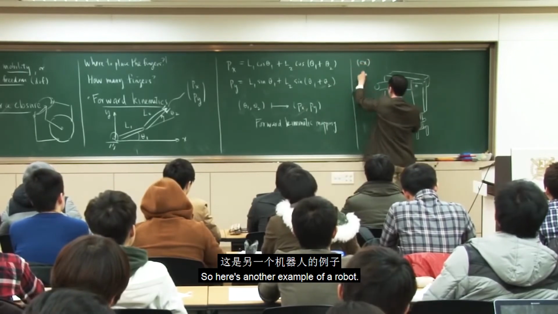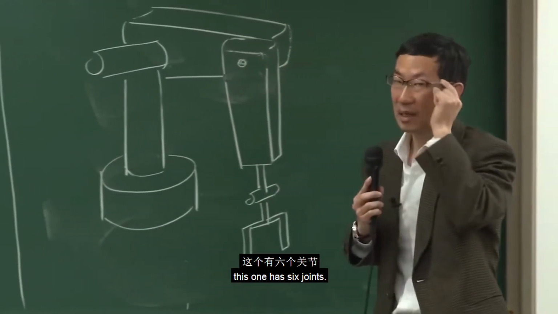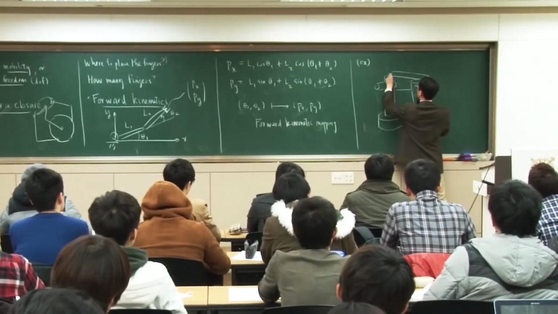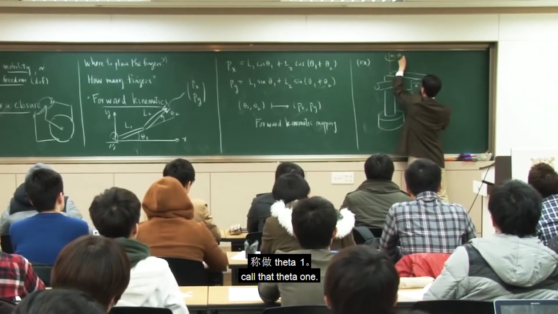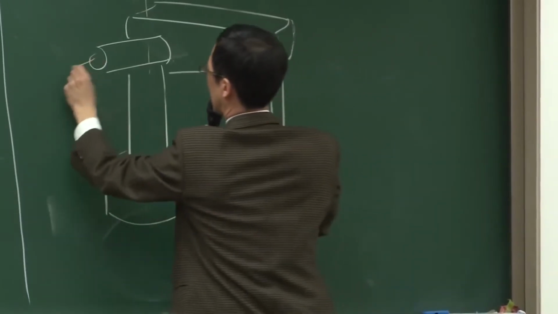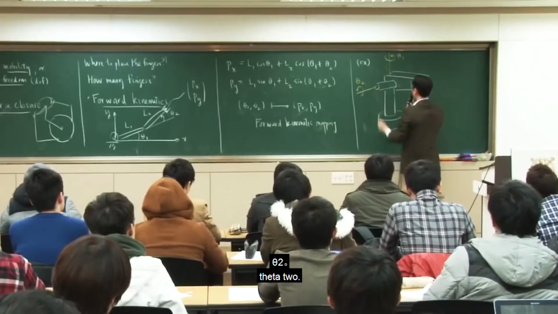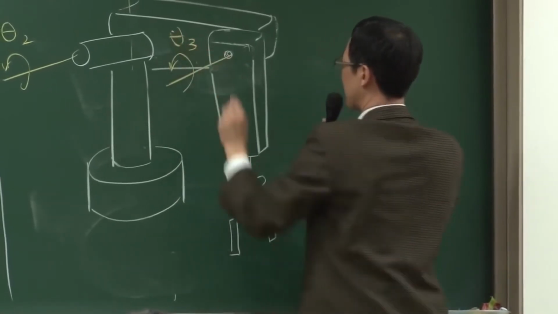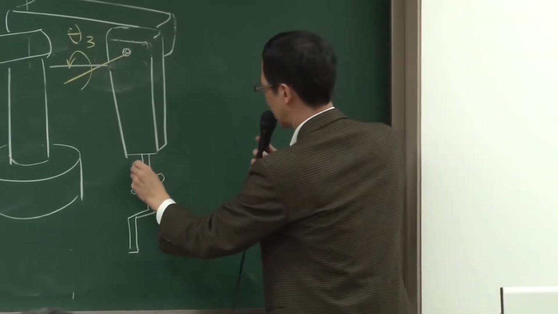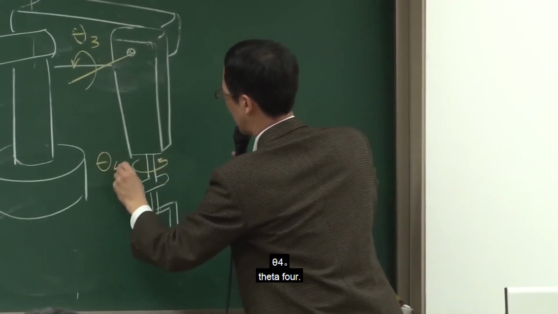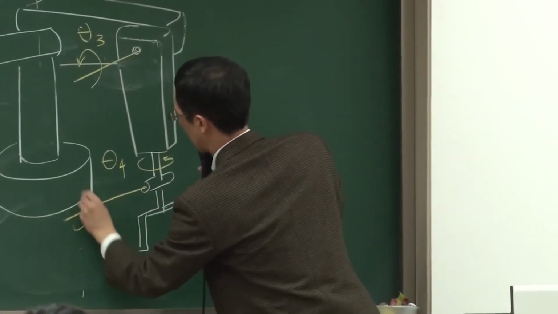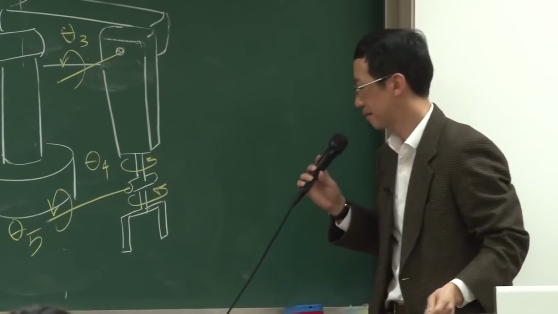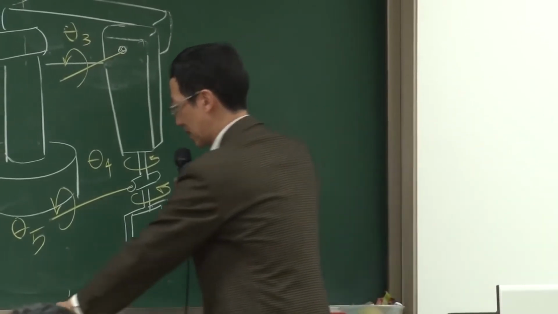So here's another example of a robot. This one has 6 joints. So here's joint 1. We'll call that theta 1. This is theta 2. That's theta 3. Theta 4. Theta 5. And finally, theta 6.